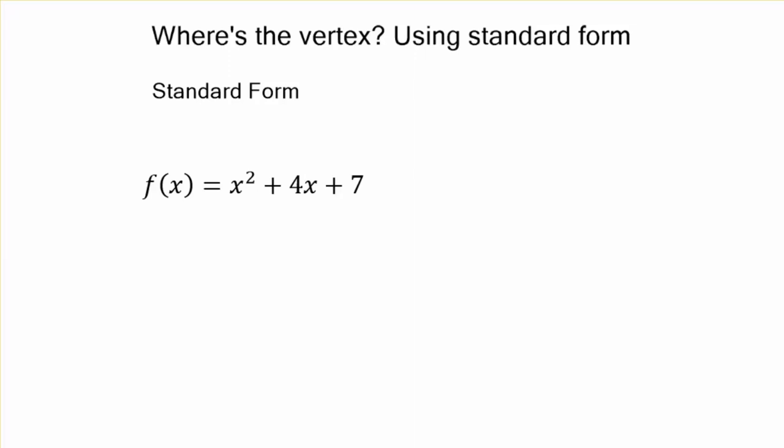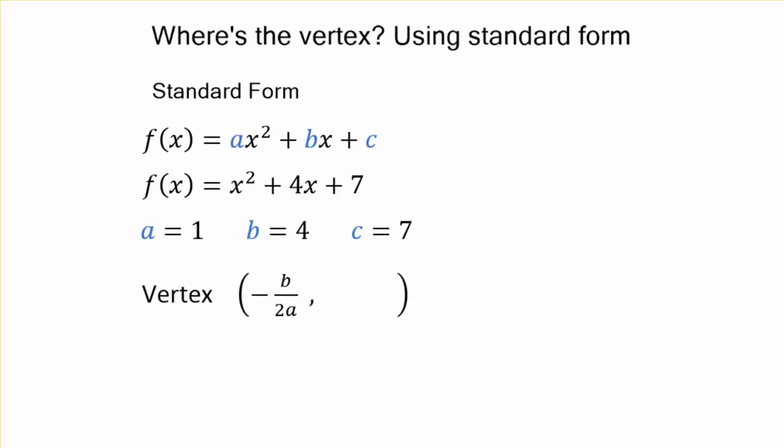But if they just gave you that in standard form, x squared plus 4x plus 7, here's how you find the vertex. You remember that a is going to be the number that goes with the x squared, b is the number that goes with the x, and c is going to be the number all by itself. And here's the magical thing that will help you. Negative b over 2a is going to give you the x coordinate, and then you plug in x to get y. Okay? So, for example, negative b is going to be negative 4 over 2 times a, which is 2 times 1. So it's going to be negative 4 over 2 times 1, which is negative 2.